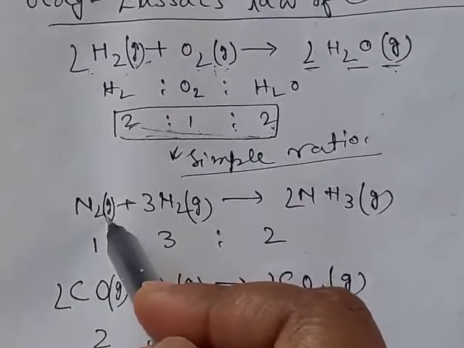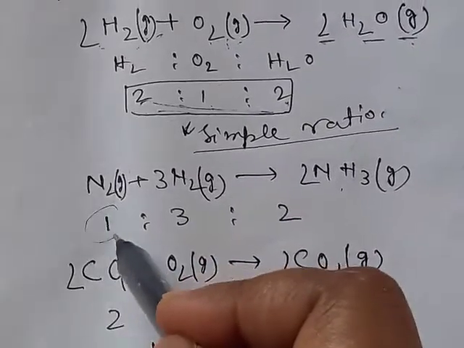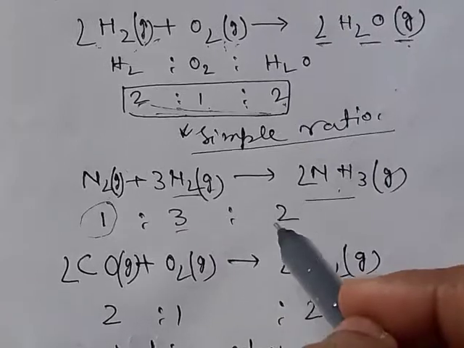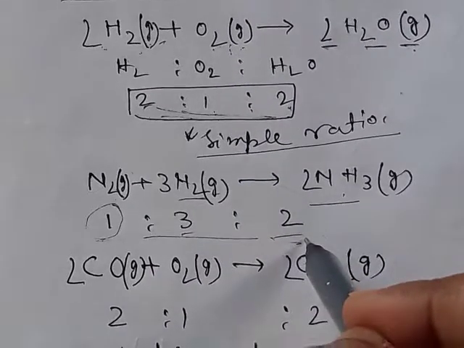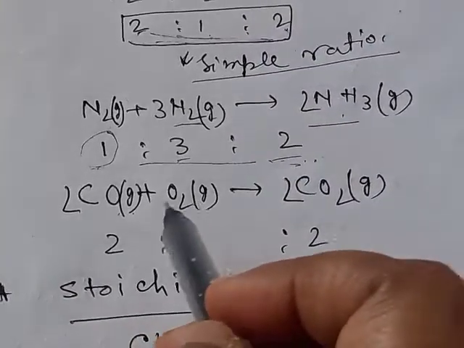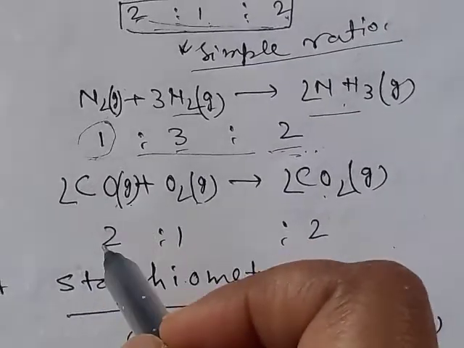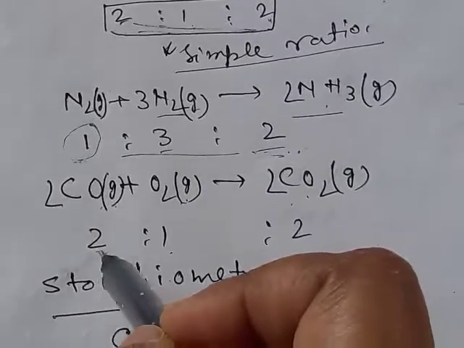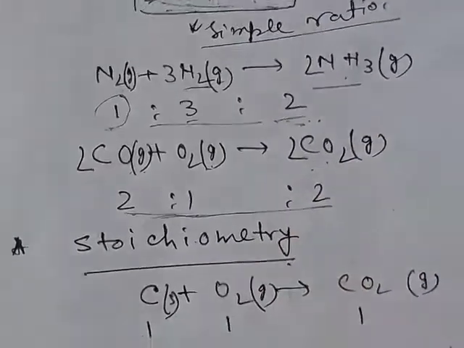Similarly, in another reaction, nitrogen reacts with hydrogen to form ammonia. Here volume of nitrogen is 1, volume of hydrogen 3 and volume of ammonia is 2. Simple ratio 1 is to 3 is to 2. This is also a simple ratio. Similarly, carbon monoxide gas reacts with oxygen to form carbon dioxide. Here volume of carbon monoxide 2, oxygen 1 and carbon dioxide 2. So this is also a 2 is to 1 is to 2 simple ratio.